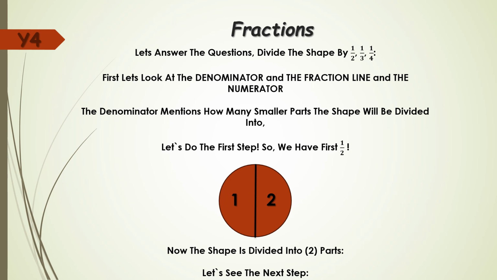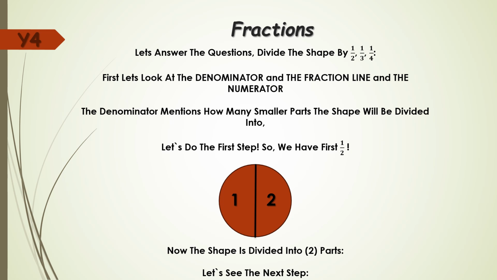First, in any fraction, there's something called the denominator, the fraction line, and the numerator. First, let's talk about the fraction line. The fraction line is the line, as you can see, between the 1 and the 2, or the 1 and the 3, or the 1 and the 4, and so on. So this line separates the two numbers from each other. Now let's get to the important parts, the denominator and the numerator.